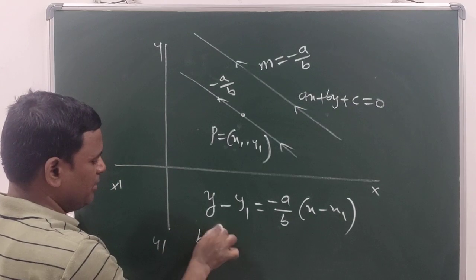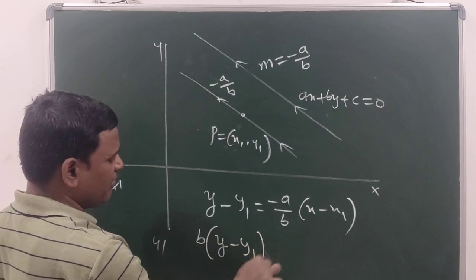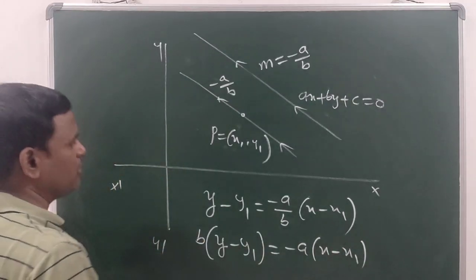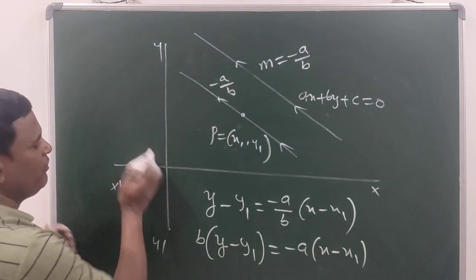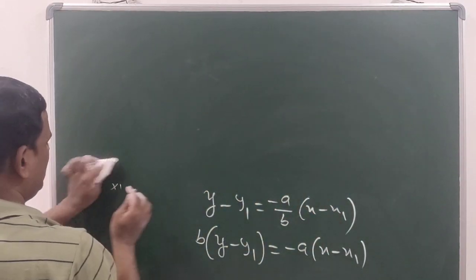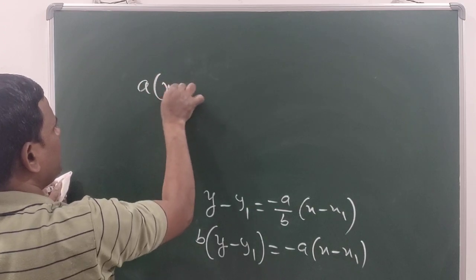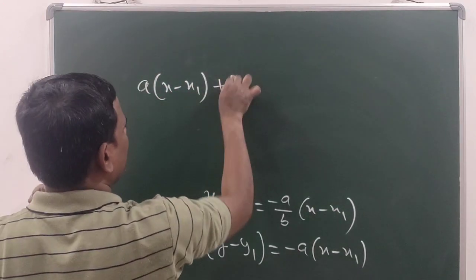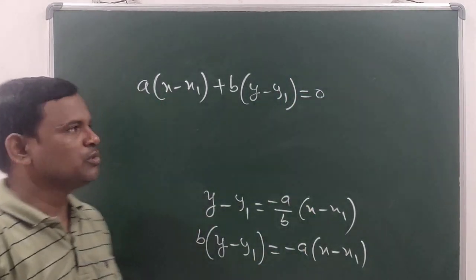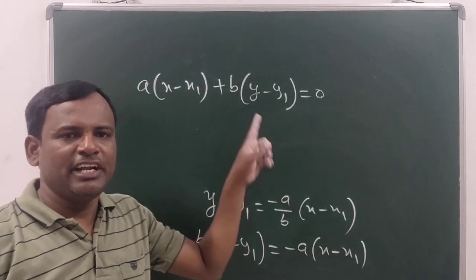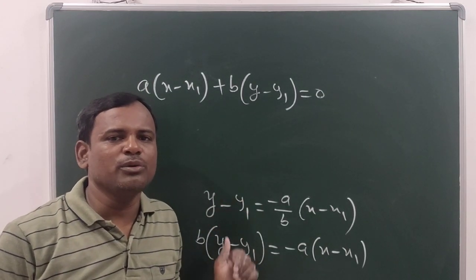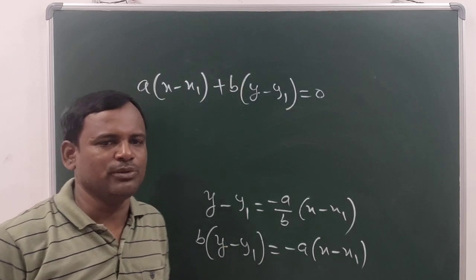Bring it to the left side. b of y minus y1 is equal to minus a of x minus x1. Now transfer this one to the left side. If you transfer, what do you get? a of x minus x1 plus b of y minus y1 is equal to 0. So this is our required line equation. It is passing through the point x1 comma y1 and parallel to ax plus by plus c equal to 0.